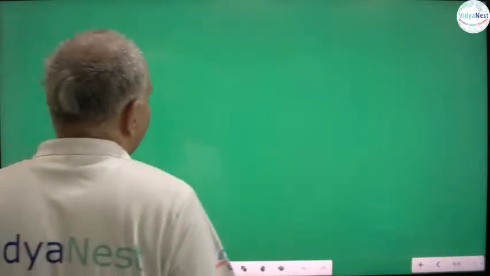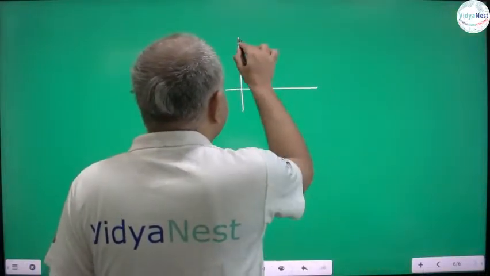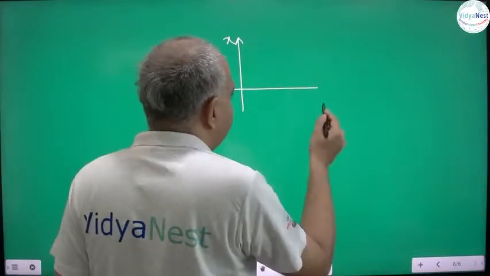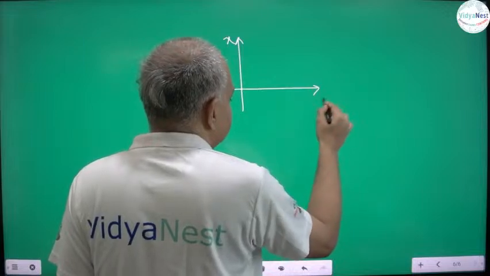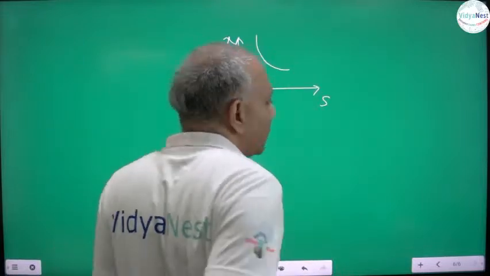Now see the next question. Suppose I am going to have a velocity-displacement graph. Just in the previous one we have seen velocity and displacement, and the previous one was like this, a curve.